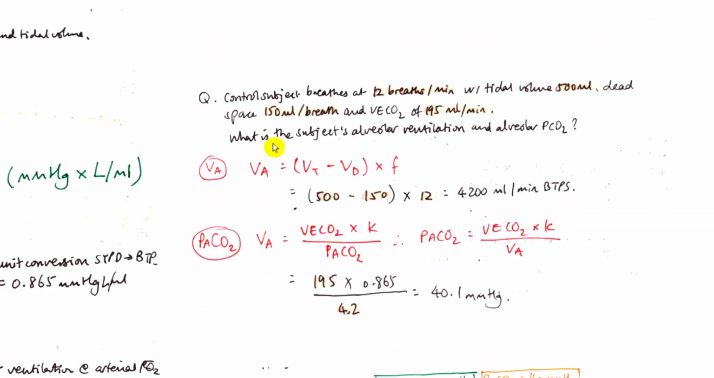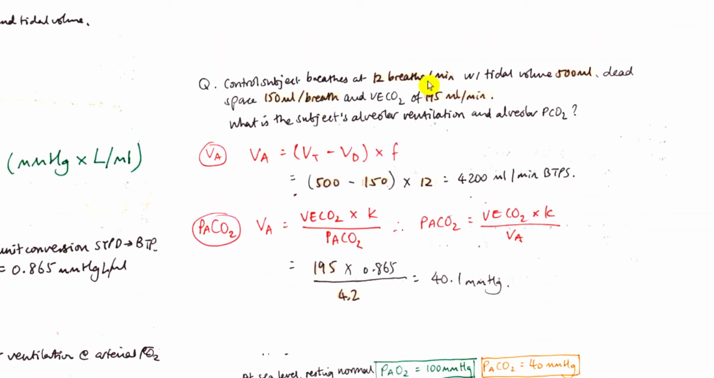A control subject breathes at 12 breaths per minute with a tidal volume of 500 millilitres, dead space of 150 millilitres per breath, and expired volume of carbon dioxide of 195 millilitres per minute. What is the subject's alveolar ventilation and alveolar PCO2? Firstly, working out the alveolar ventilation, that's pretty easy. We can use this equation here. We know the tidal volume is 500 millilitres, dead space per breath is 150 millilitres, and the breathing frequency is 12 breaths per minute. So we do this equation and we get 4,200 millilitres per minute in BTPS.